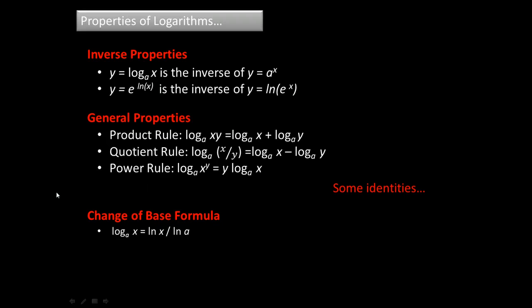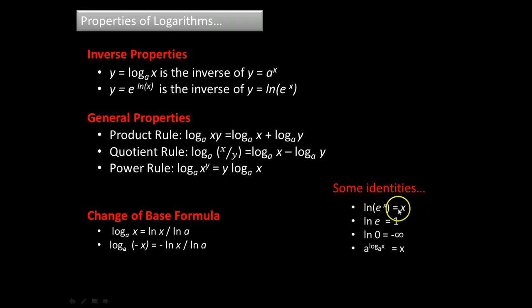Next we have our change of base formula. Log base a of x is equivalent to the natural log of x divided by the natural log of a. And then simply if we have the log base a of negative x, that's equal to the negative of the natural log of x divided by the natural log of a. And then over here, just some identities and some handy good information for you to remember.